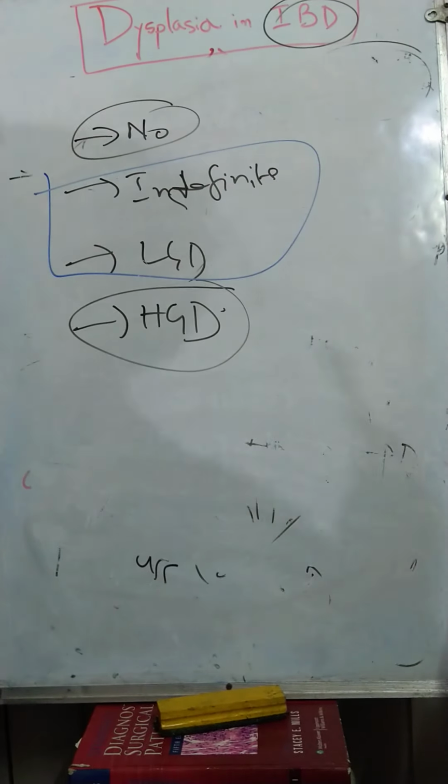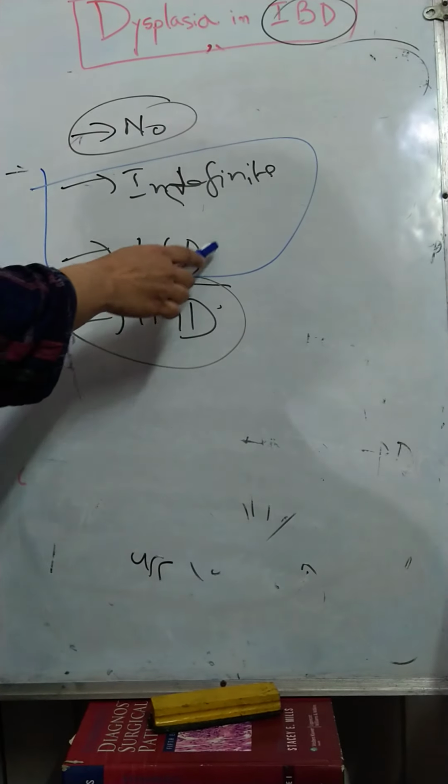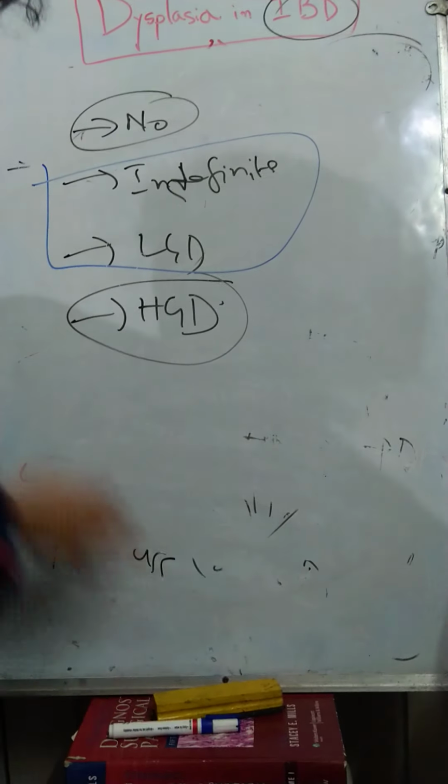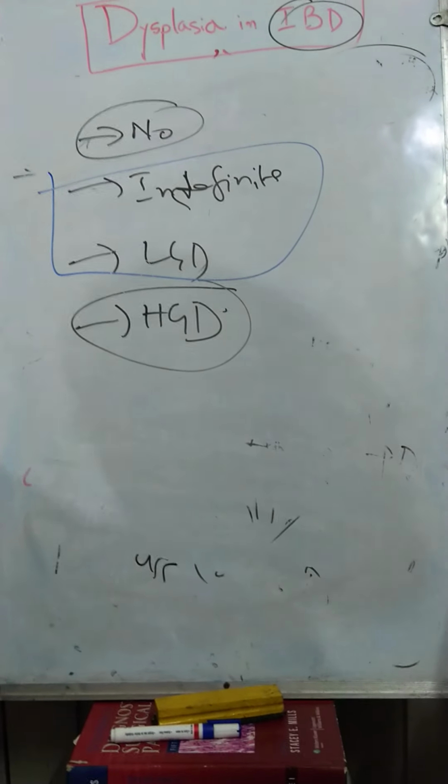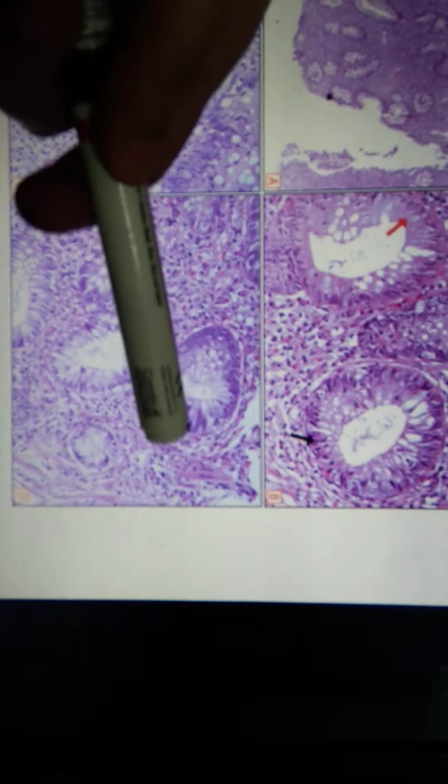When to restrict yourself to only indefinite? When can you go one step further and call it a low grade? Now, although there is not much of a consensus, the general dictum is, if you see very patchy dysplastic change, that means dysplastic change in some crypts, like for example this crypt.